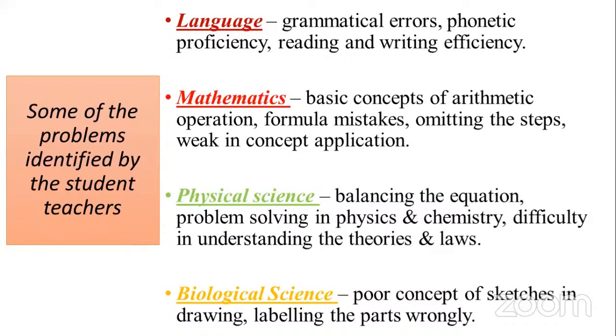Next, biological science. Poor concept of sketches in drawing, labeling the parts wrongly. Biological science means botany and zoology. In botany, the floral diagram is there. In zoology, definitely we have drawings. Drawing is a very important part because they score marks for the drawings and the labeling of the parts. So their sketches are very poor.